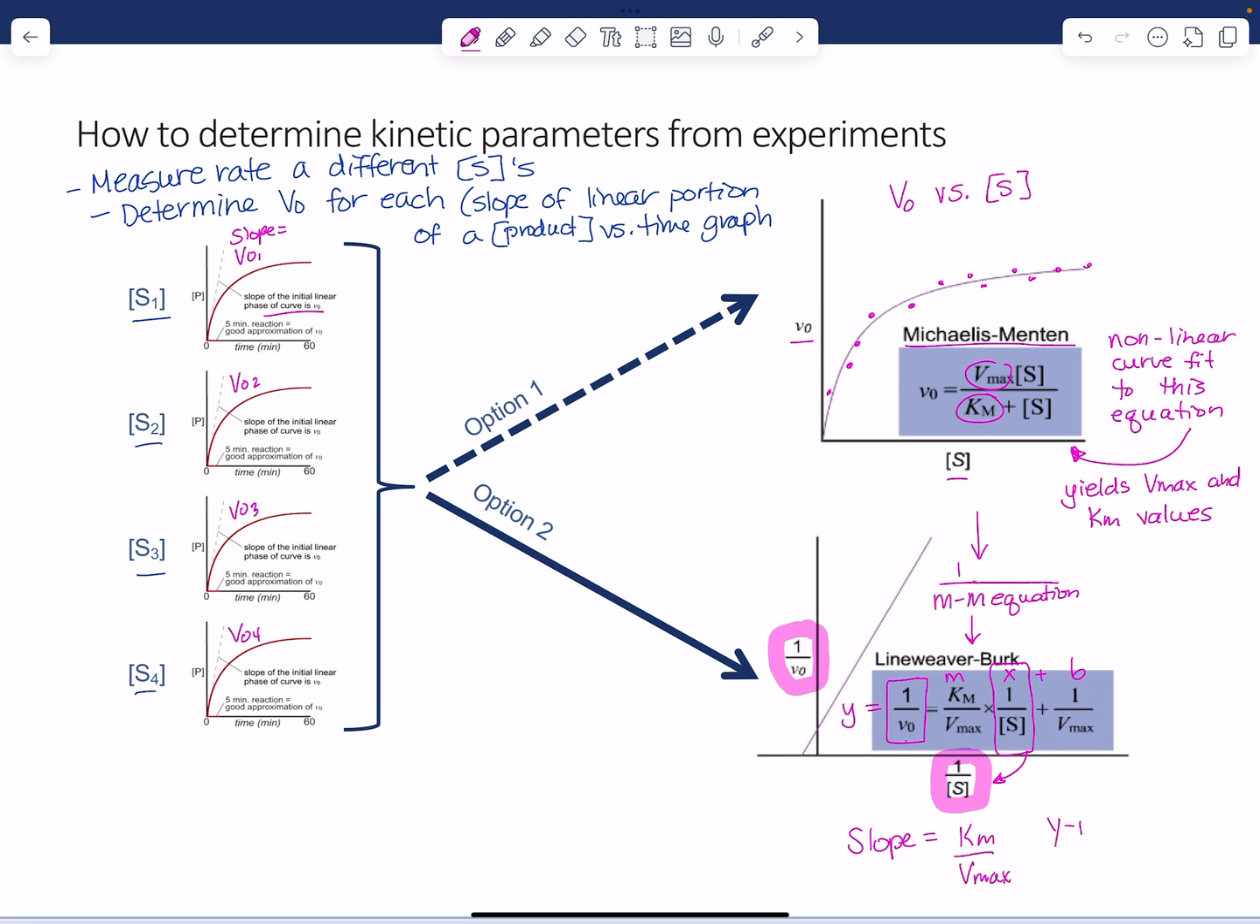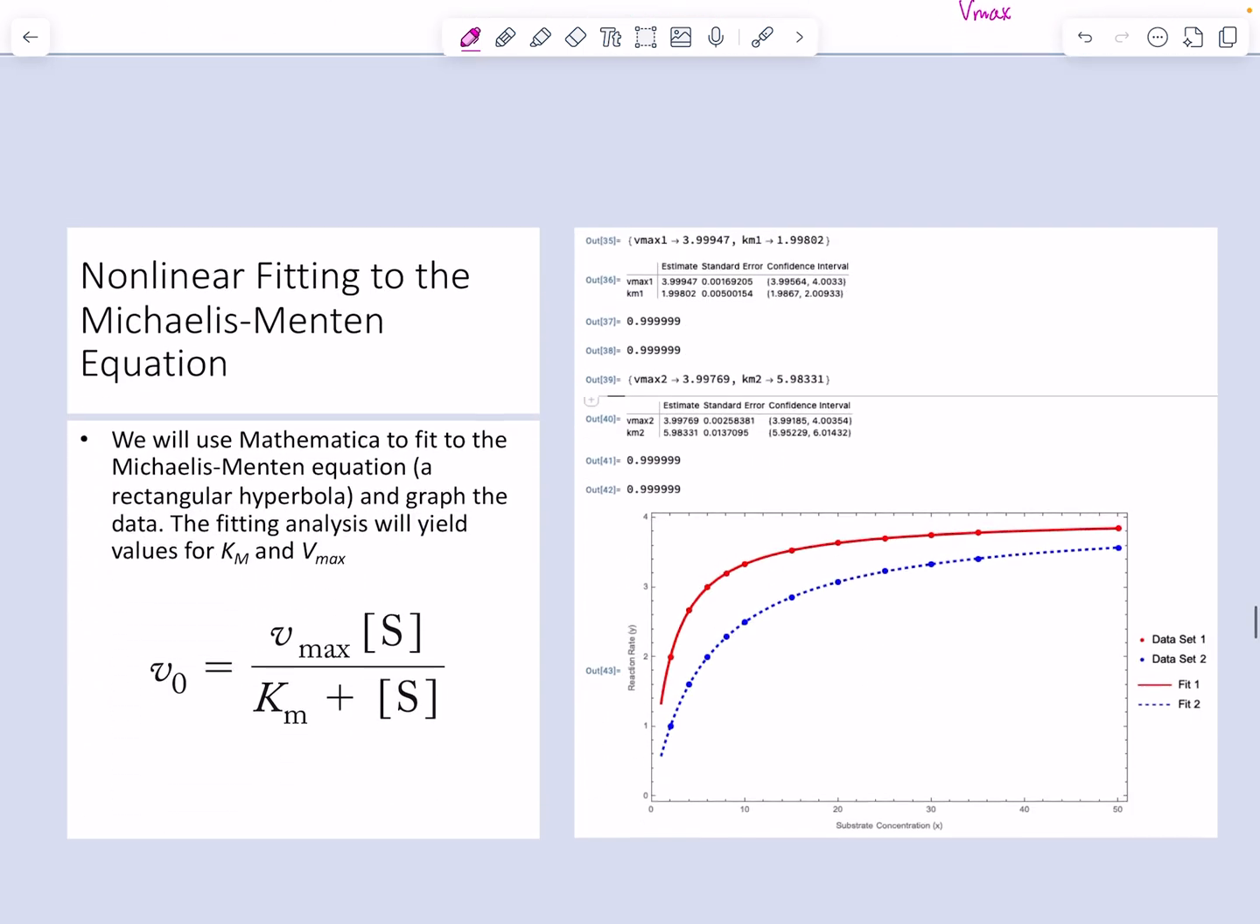And the y-intercept is going to equal 1 over Vmax. So that will enable us to then solve. If we know the equation for the line, we can solve for Km and Vmax. Now the other thing to note is that this point right here, the x-intercept, is equal to minus 1 over Km. So you could also solve the equation that you fit to and get Km directly, okay? And we'll practice using that a little bit.